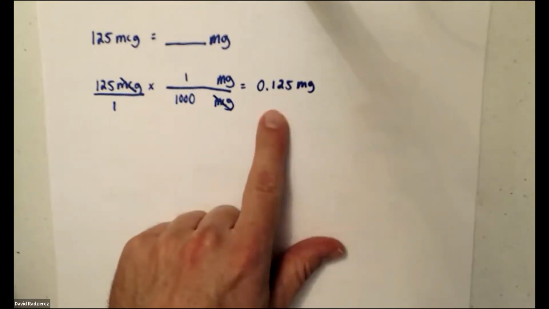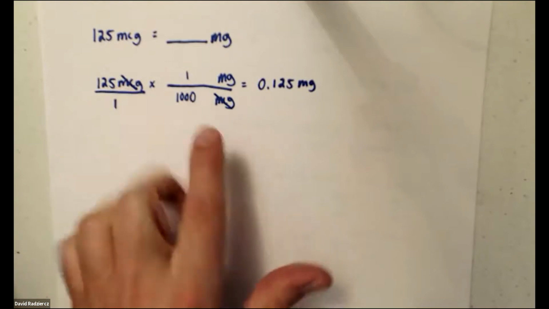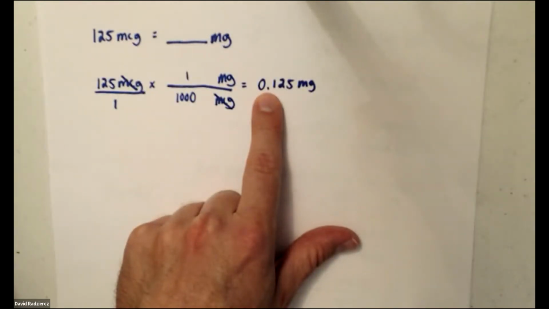When the question asks for a medication, then yes, you do want to round. When there's a medication involved, you're allowed to round, in most cases. But for this, we're just doing a basic unit conversion, micrograms to milligrams. Do not round your answer. And for whomever asked, if you put 0.13, that answer is wrong on your test.